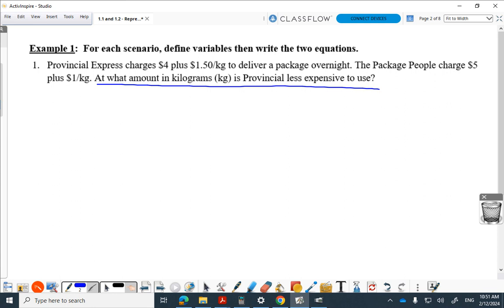What do you need to know about your package to be able to find the cost? What's that? Yeah, how much it weighs, right? So let x be the weight of the package. Those let statements are vitally important, not just from a communication standpoint. Plenty of times in math classes, we'll talk about how important it is to communicate well and to show your form really well. That's true. Way more important than that is these let statements will help guide you in building these equations.